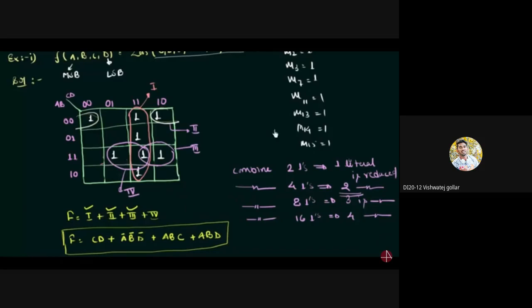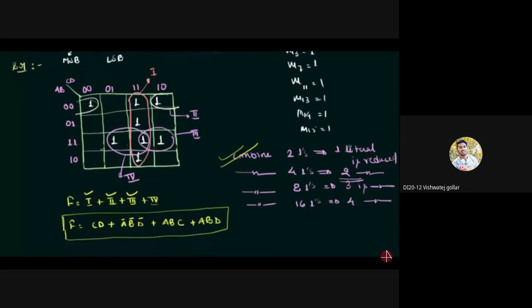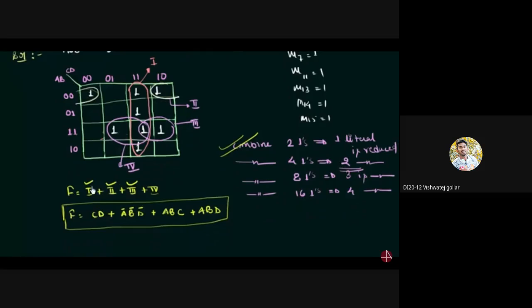The one important thing that we saw in this lecture is this: while combining the two ones we are getting rid of the one literal, and when we combine four ones two literals are reduced, and we have already seen this in the first prime implicant case. Similarly, for the second prime implicant, which is this one, we have combined two ones, and by combining two ones we are just getting rid of one literal, and that literal is C.